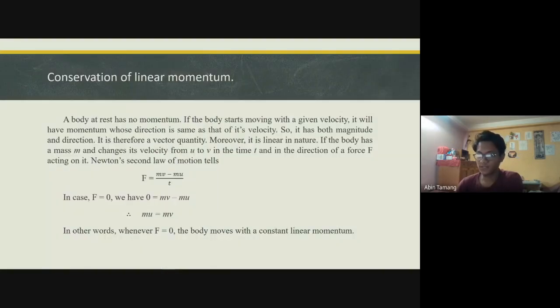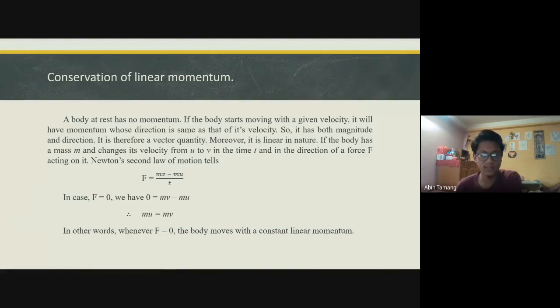About this, first, a body at rest has no momentum. If the body starts moving with a given velocity, it will have momentum whose direction is the same as that of its velocity. So it has both magnitude and direction. It is therefore a vector quantity because it has both magnitude and direction. Moreover, it is linear in nature.